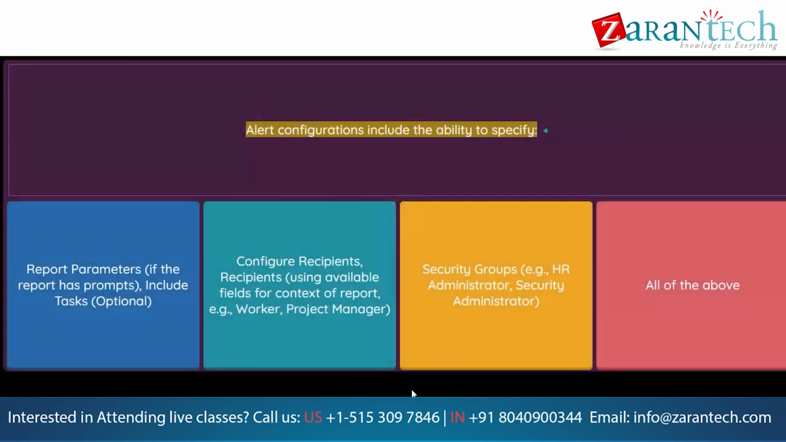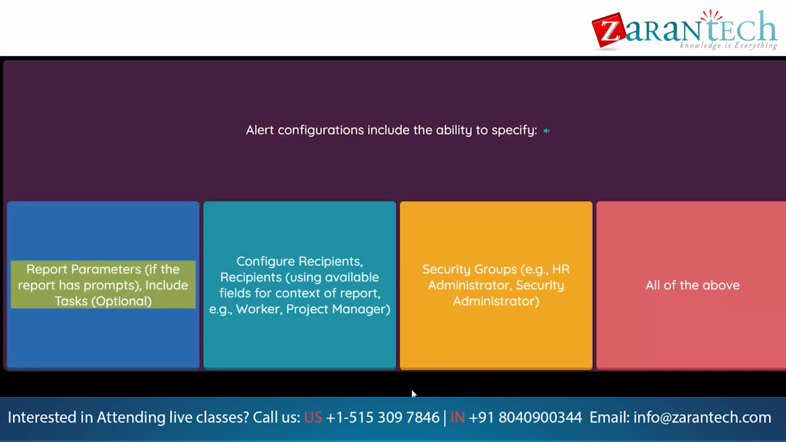Question, alert configurations include the ability to specify. Option 1, report parameters, if the report has prompts, include tasks, optional. Option 2, configure recipients, using available fields for context of report, example worker, project manager. Option 3, security groups, example HR administrator, security administrator. Option 4, all of the above.